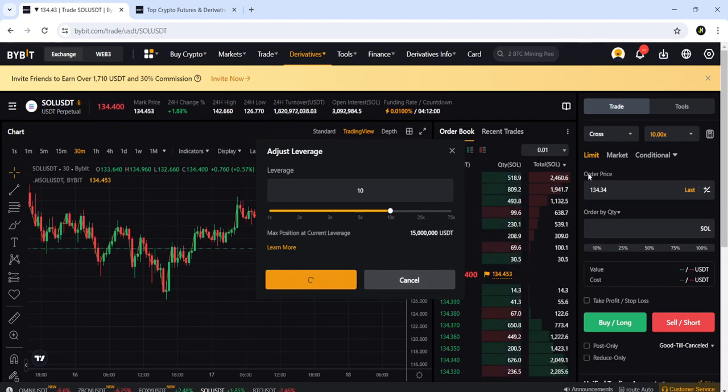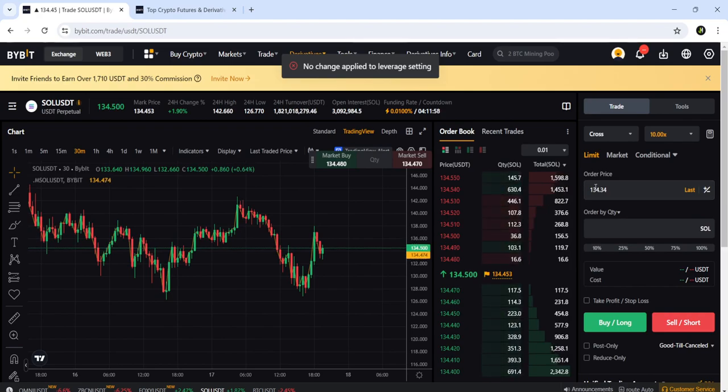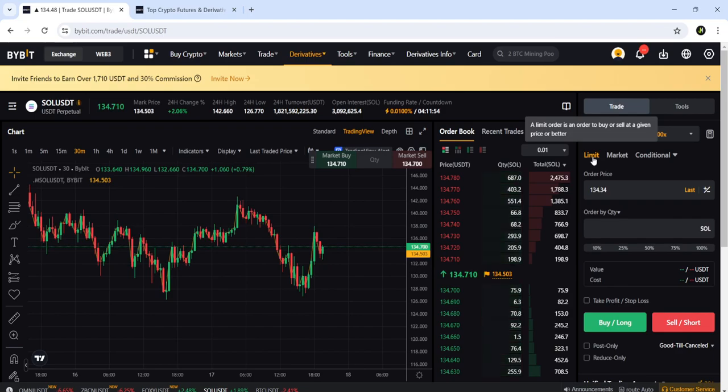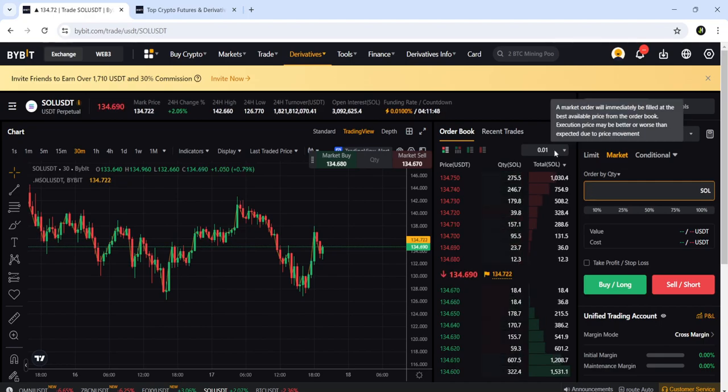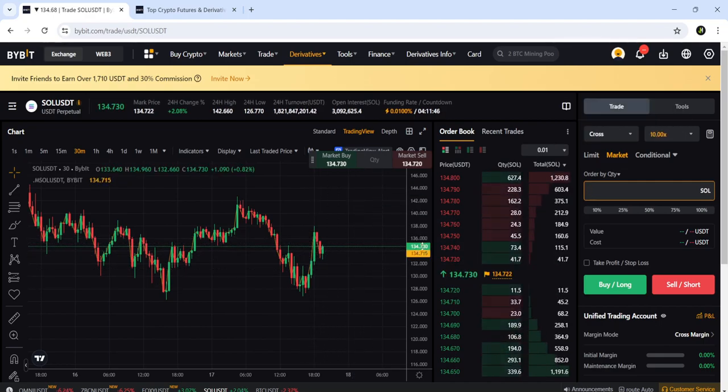So right now you click confirm and now the open price. If you want to put a limit, you need to use limit. But when we share the signal, it is every time on market. So you click market and you enter at the market price. So right now is 140.34. So right now we enter this.